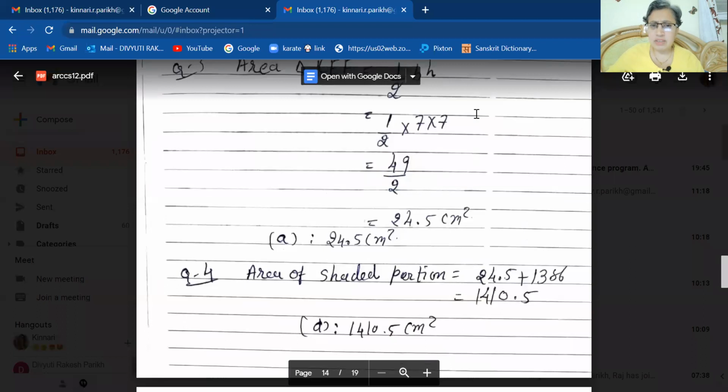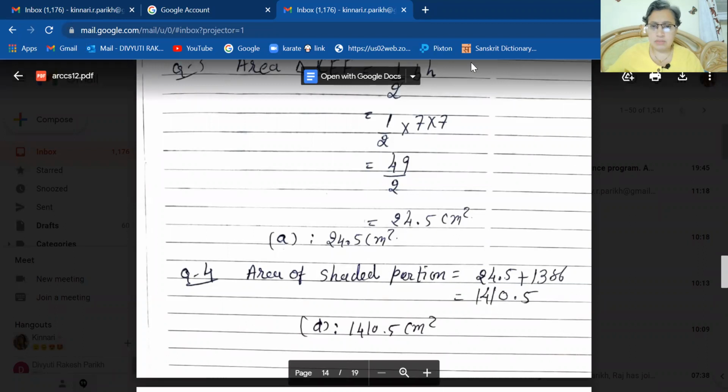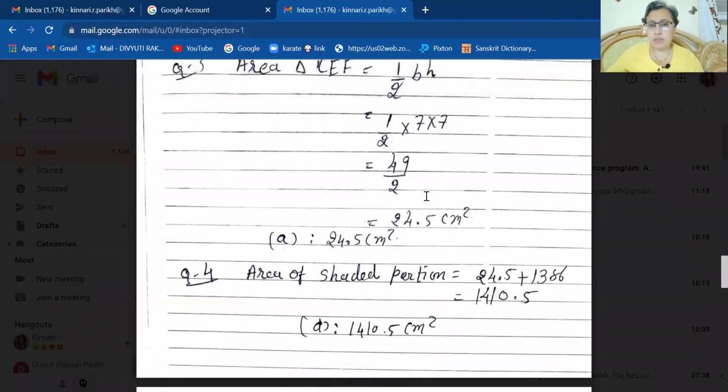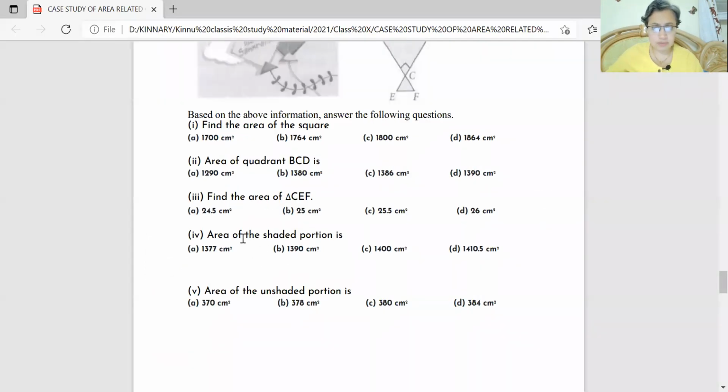So very easy. You can see that nothing is tricky in this whole case study. You should only focus on the calculation part. Okay, and if your calculation speed is good, then you can save maximum time in this case study, which you can use either in MCQ or in assertion reasoning. So let's move on to the next.